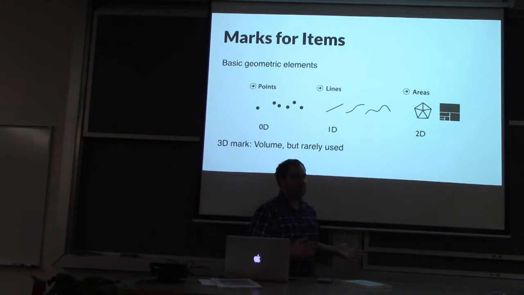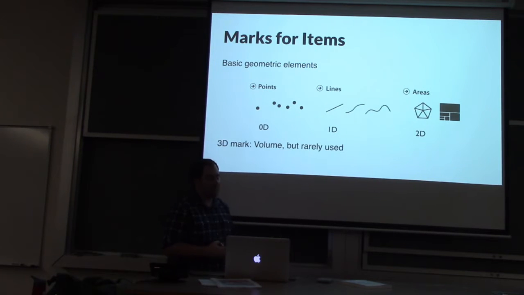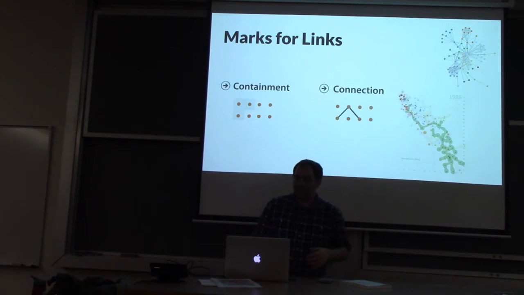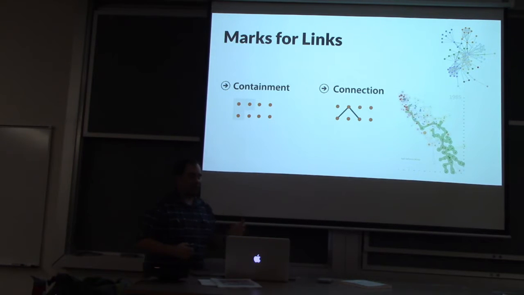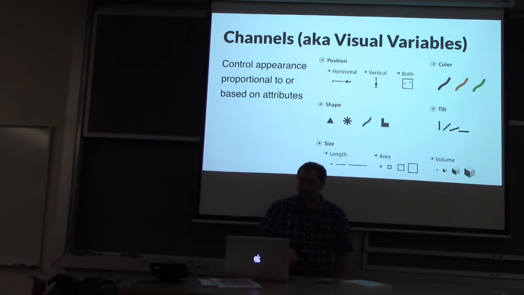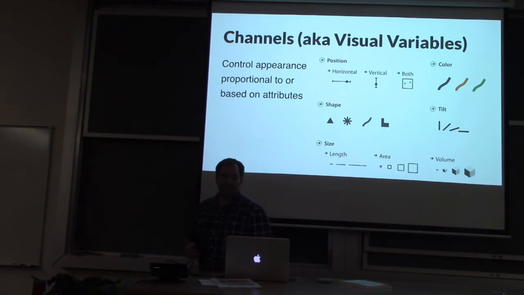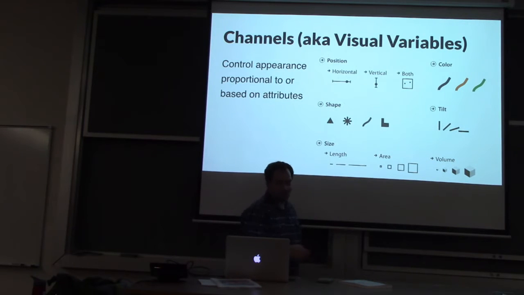And so we distinguish between a couple of different marks based on fundamental geometric elements. So there were points, lines, and areas. And you could also use volume, but in practice that's rarely used. And for links, there's other types of marks that would be containment, the shapes, or connections. And the channels, in turn, control the appearance proportional to or based on an attribute. So we discussed position, shape, size, area, volume, tilt, and also color.